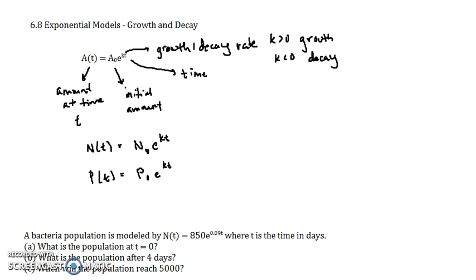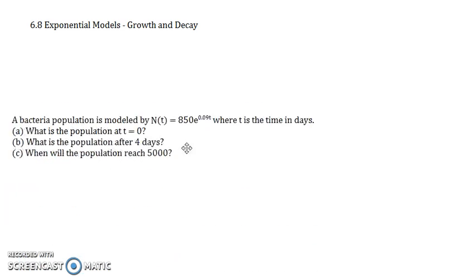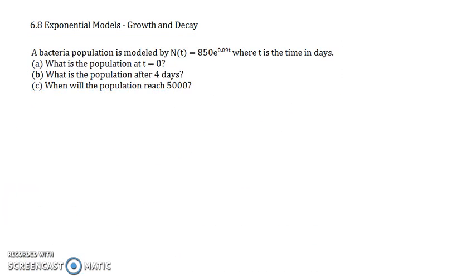Okay, so now that we know what the formula looks like, let's go ahead and erase this, and we can look at this example that we've got right here. I'm going to put our formula back up here so we have it. I'm going to use it in the version of A, but remember it can be any letter. So we've got A naught e to the kt. Okay, so this is an example problem. We have a bacteria population. We know that it's modeled by this equation, so we're using N this time, where t is the time in days. And we want to try to answer these questions.